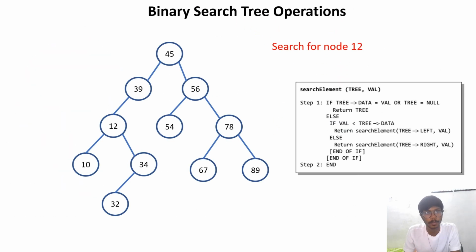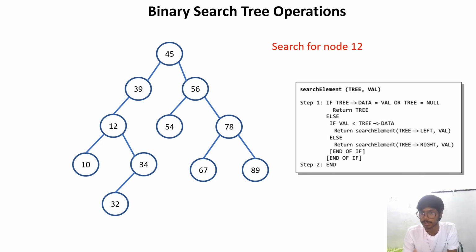Let's see how we can search the element. Searching is so simple. We know the logic of binary search trees: if we have a smaller value, we throw it to the left side, and if we have a larger value, we throw it to the right side, right? So we have to search the element 12.